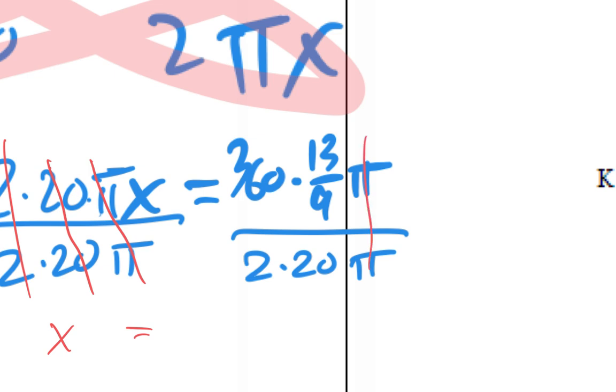So we can just put all of this into our calculator right over there. Because these are all just numbers, we type 360 times 13 over 9 divided by 2 times 20, right? So you can also put that in parentheses if you are just typing that in straight.